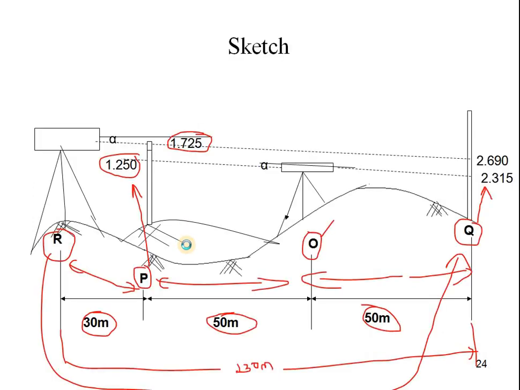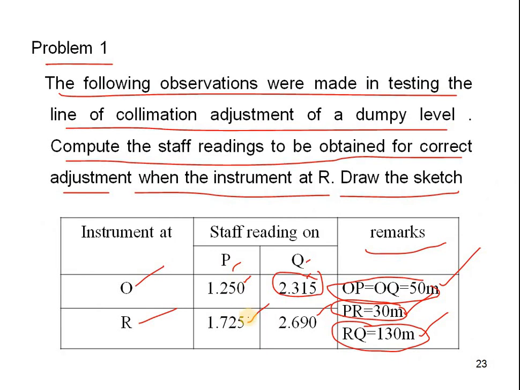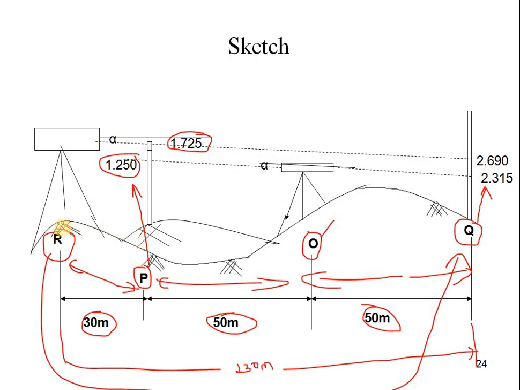And again, another on P, that is R instrument, 1.725 and 2.690. So at R it is known as 1.725. This is the R station. The reading is 1.725, and at station Q the reading is 2.690. So from this instrument R we are sighting the staff at Q, we get 2.690, and before the adjustment of the staff we may face some reading, that is 1.725.